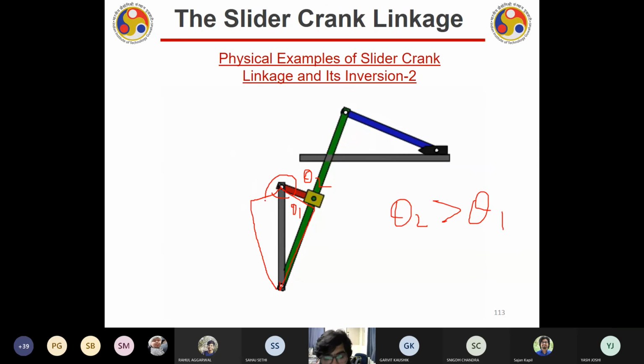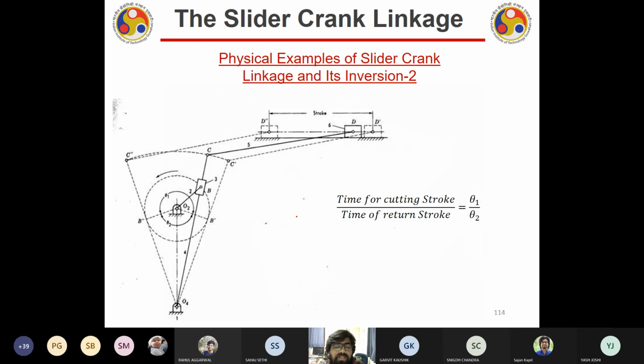So what is happening basically? In the theta1 angle, it is going back, so it is traveling the same distance d, correct? But that is happening within the theta1 angle. And for coming forward, the same distance d is achieved with the motion of the theta2 angle. So of course, the portion which is going back will be faster, correct? That is why it is called a quick return mechanism, because it's returning faster.